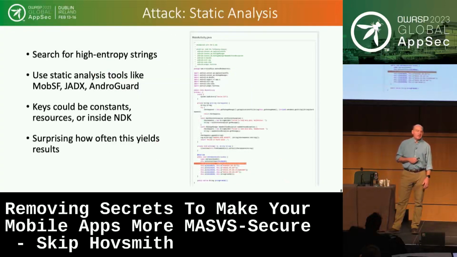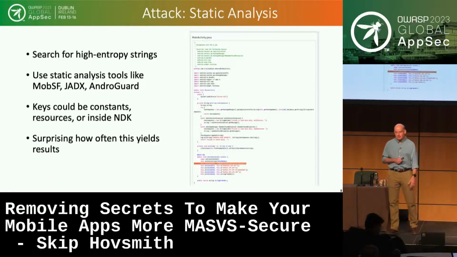So the first attack I would do if I was going in is I would be doing very simple static analysis. I'd be grepping for high entropy strings. Strings that look random, because those likely are keys that have been generated. I'll use static tools like MASVS or JADX GUI or Androguard. Some of those are kind of mixed and matched with each other.